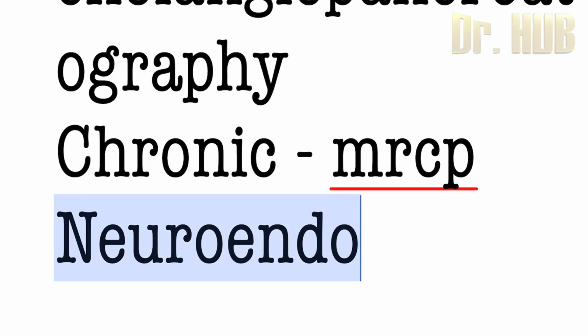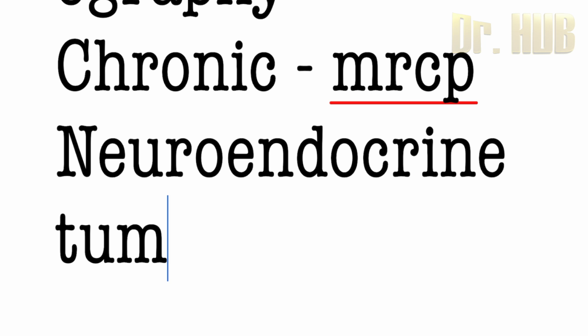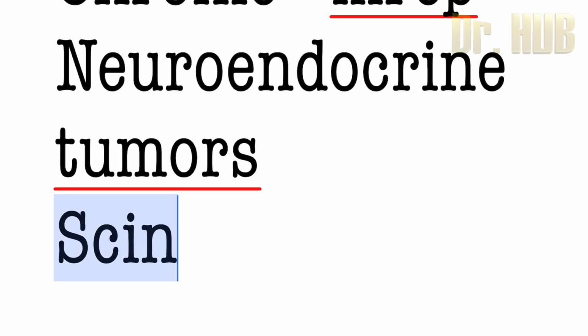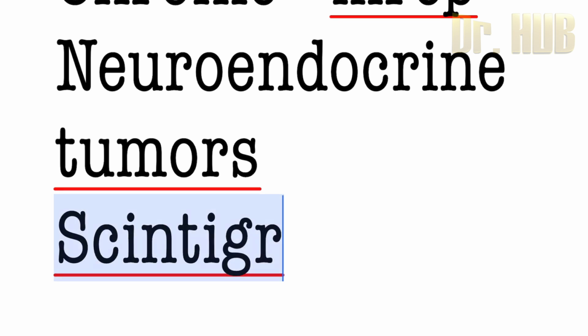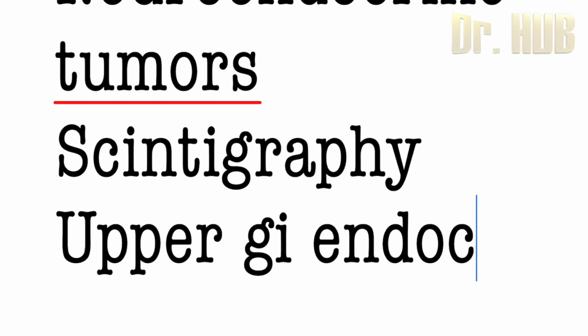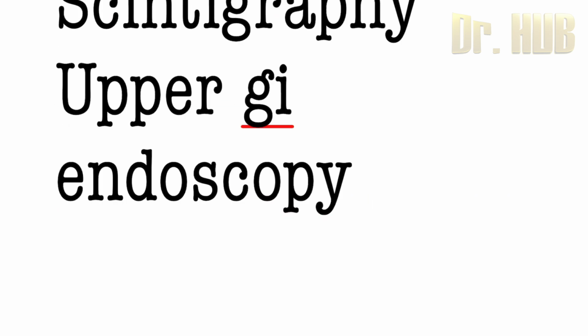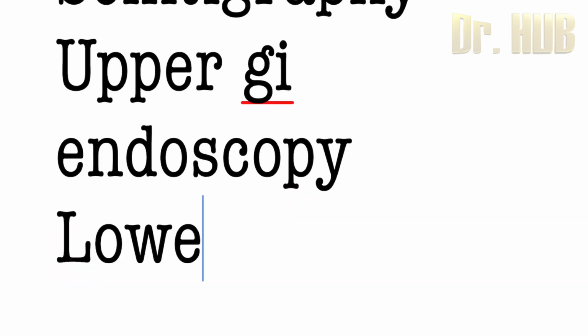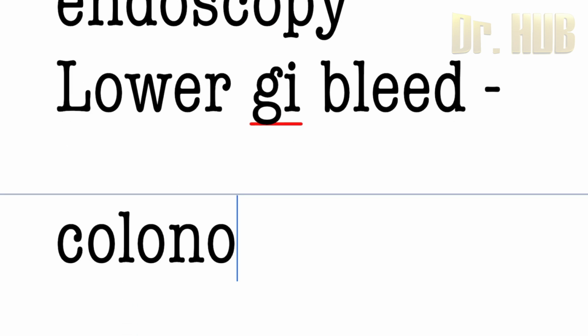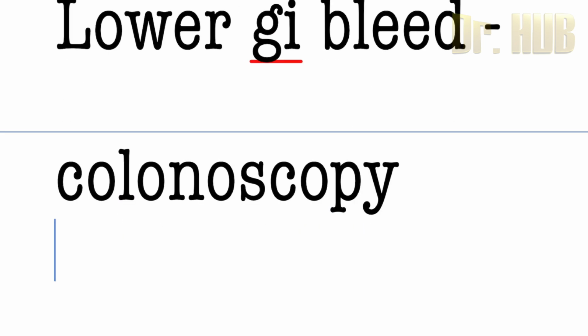Next we move on to neuroendocrine tumors. In case of neuroendocrine tumors, it is somatostatin receptor scintigraphy. And moving on to upper GI bleed, it will be upper GI endoscopy. And there is also lower GI bleed. Lower GI bleed, it is colonoscopy. Upper GI bleed, it will be upper GI endoscopy.